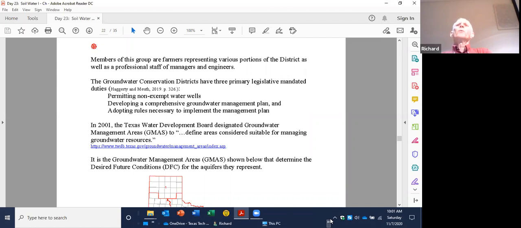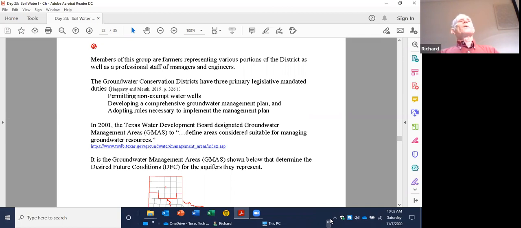And people often ask me, will water ever run out? Well, the question really depends on if you add one extra word to it. Will water ever run out economically? There will always be water under there that you can pump. The question is, will it be economically feasible?